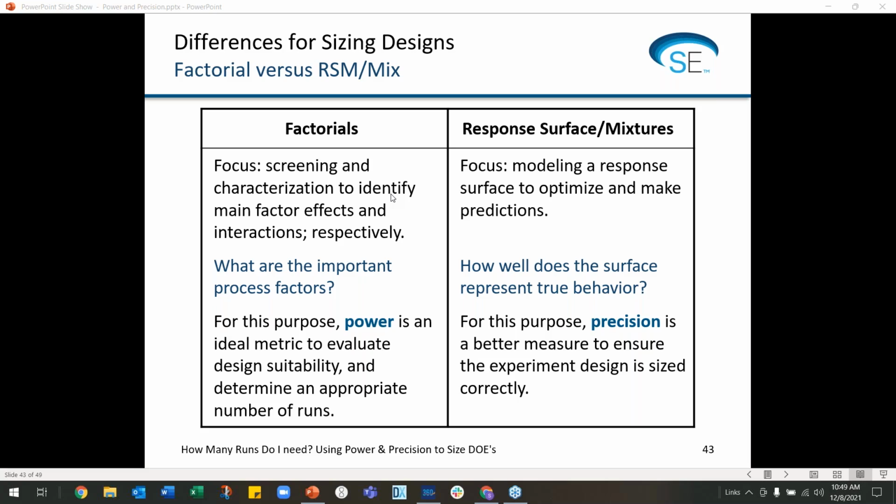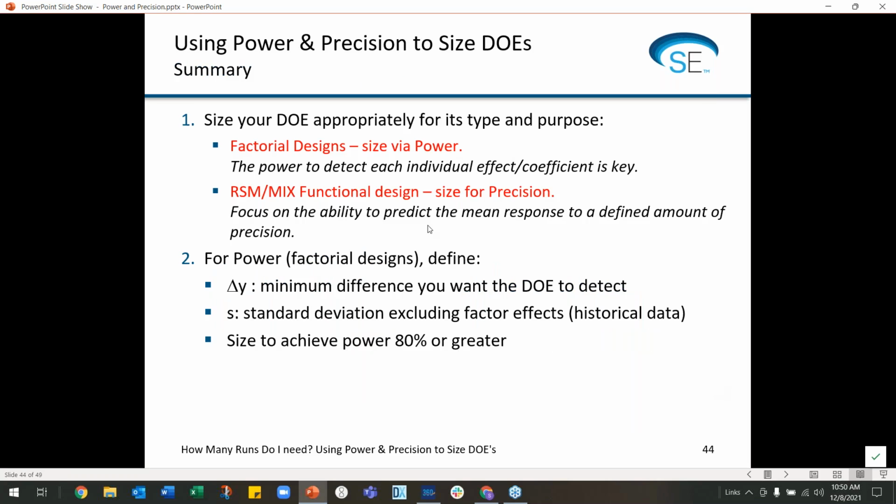For response surface designs, the question is really, how well does the surface represent true behavior? So if you want to size a response surface design, then precision is the appropriate statistic to do that. You need to make the switch from power to precision. And again, precision is found under design evaluation. So size your DOE appropriately for its type and purpose.